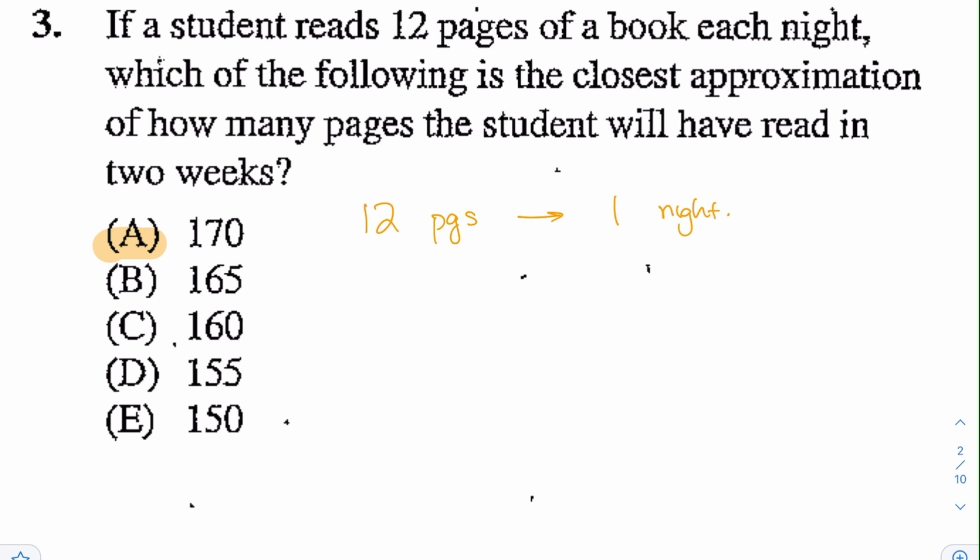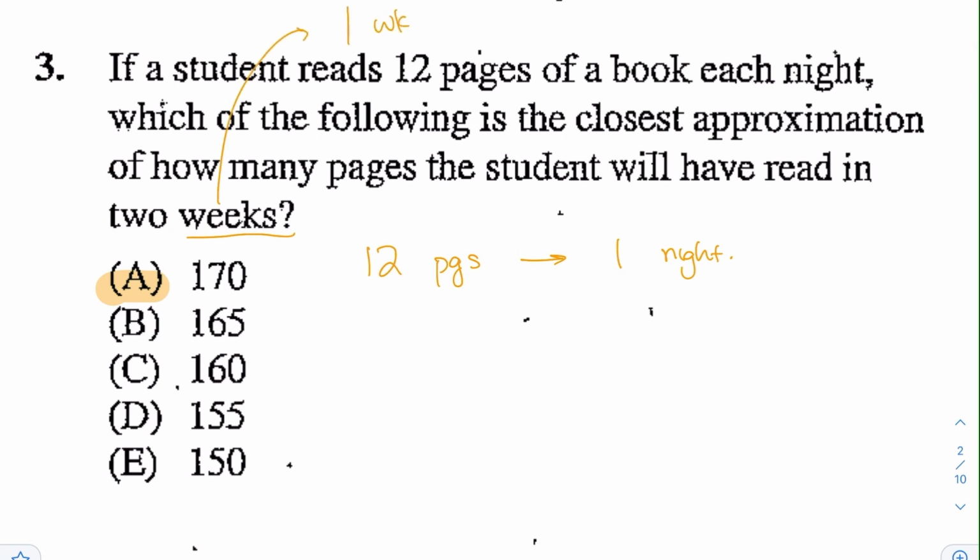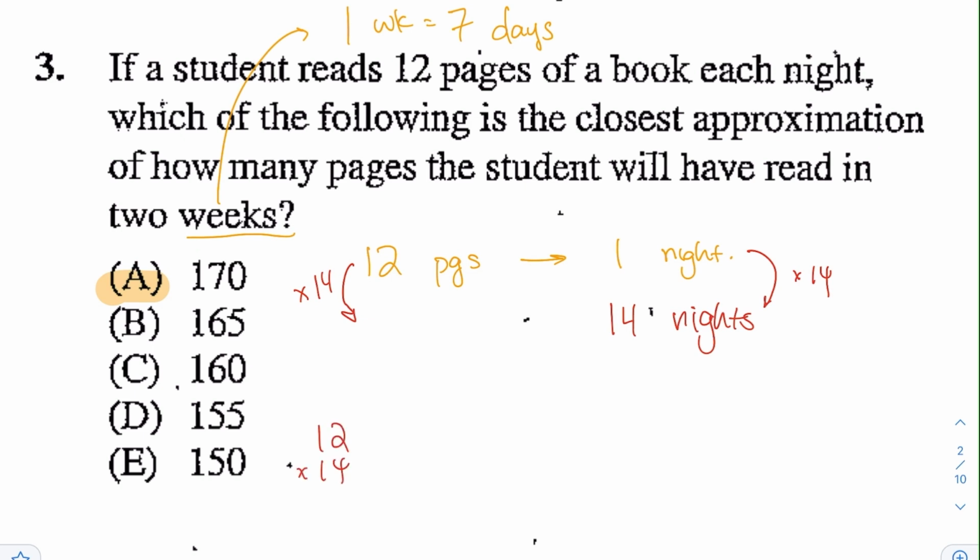Well, you know that 1 week is 7 days. So then 2 weeks will have to be 14 days, or 14 nights. Of course 1 times 14 is 14, and you also have to multiply by 14 on the left. So you just have 12 times 14. You'll have about 168 pages, and 168 is the closest to choice A, because it's 2 away from choice A, whereas it's 3 away from choice B. So choice A is the best answer.